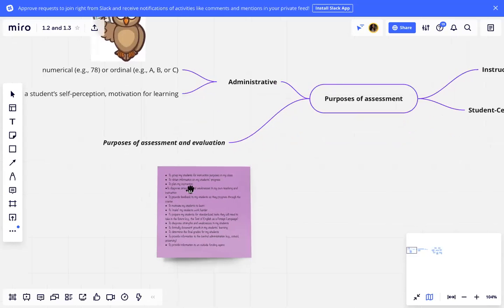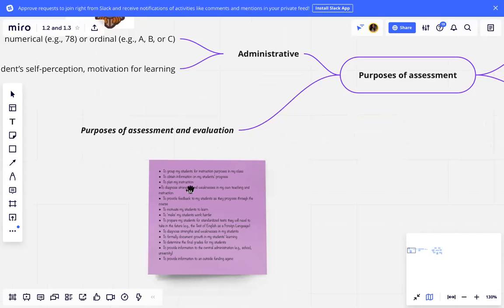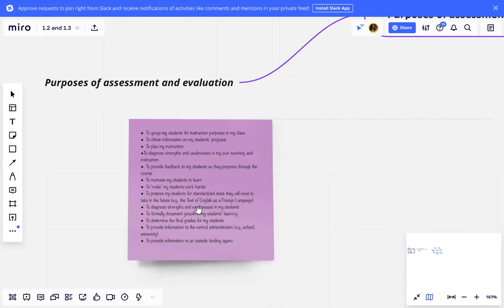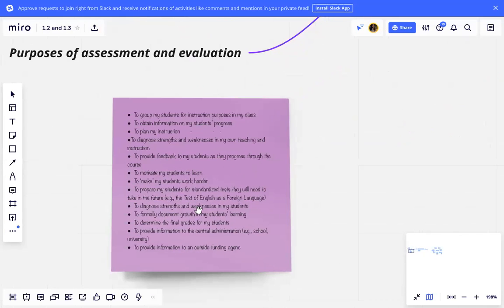I've considered to enlist some purpose. Can you see it? Yes. It's here in purple, no? In purple. Over here, I have this one that we have over here.